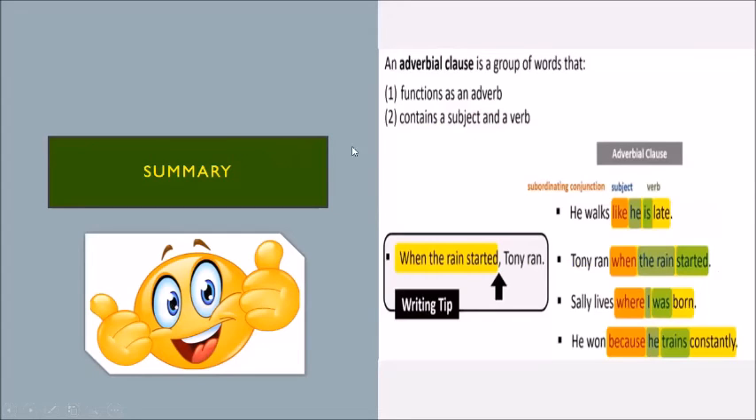To recap this brief explanation of adverbial clauses: an adverbial clause is a group of words that functions as an adverb, and it contains a subject and a verb. Another element for these adverbial clauses are the subordinating conjunctions. If we want to write the adverbial clause at the beginning of our sentence, we need to use a comma before the independent clause.